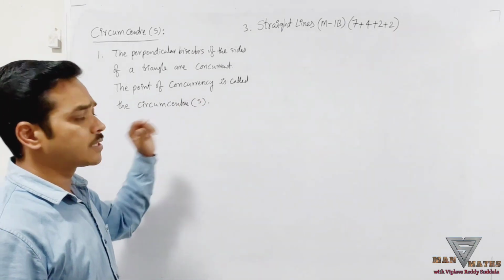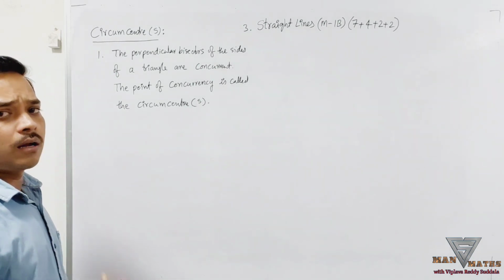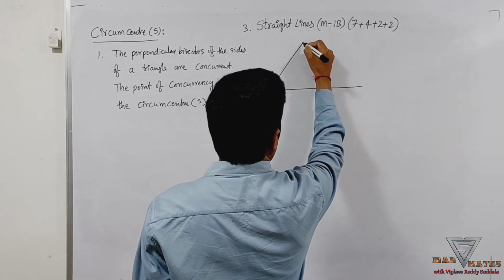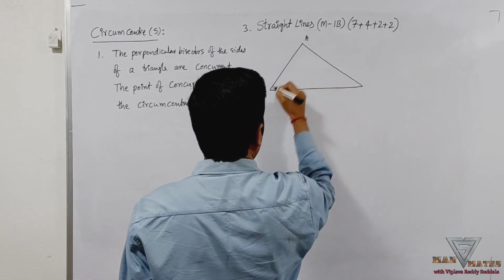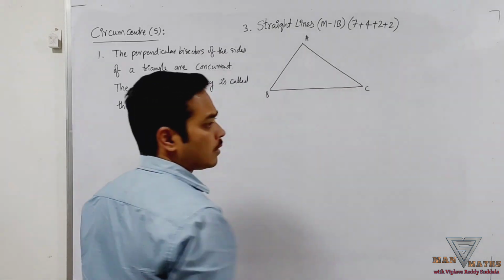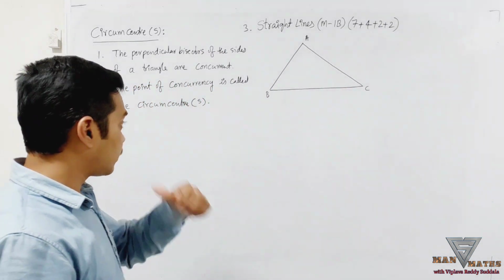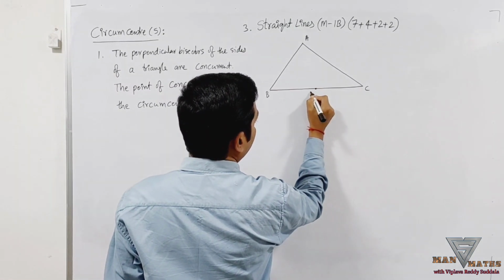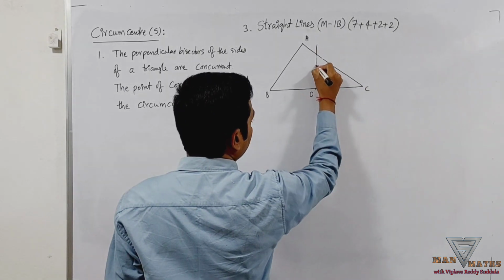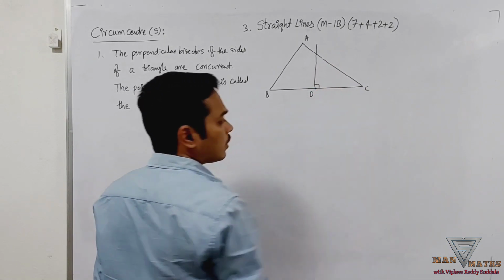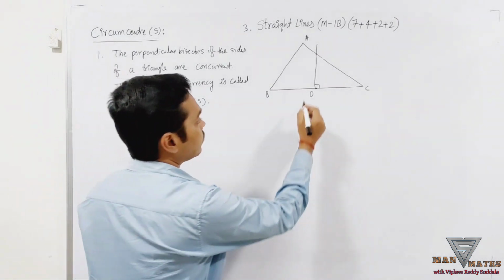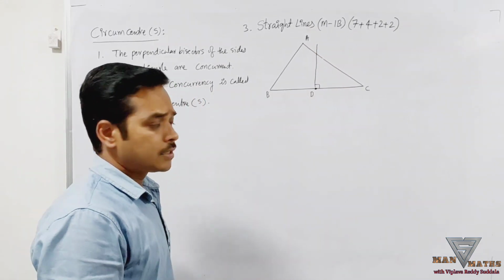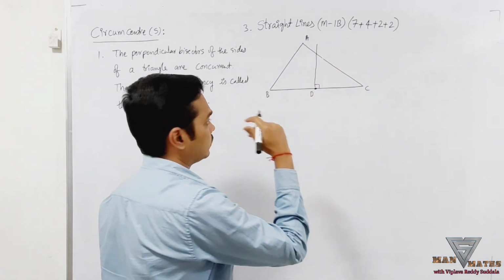The perpendicular bisectors of the sides of a triangle are always concurrent. For example, ABC is a triangle. What is the meaning of perpendicular bisector? The line passing through the midpoint of a given line segment and perpendicular to that line segment is called the perpendicular bisector.